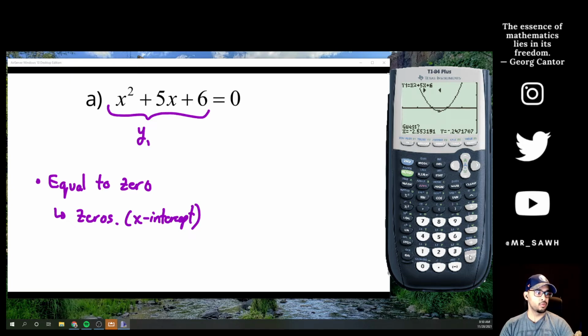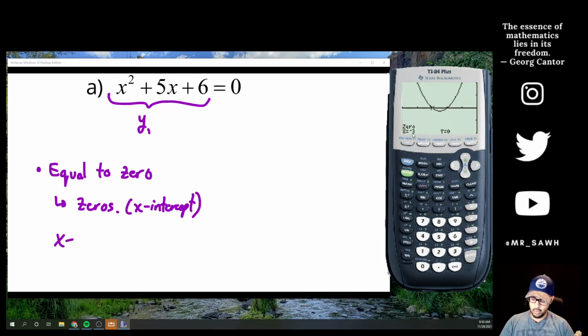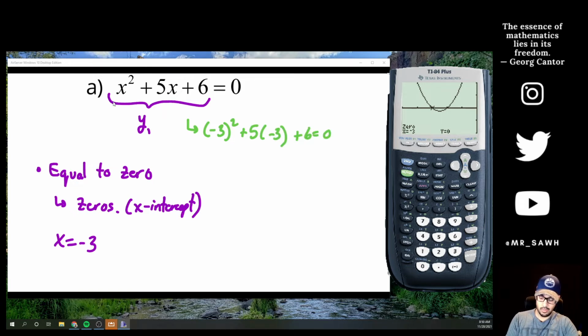So when I press enter for a third time, it will tell me that the 0, or the x-intercept, is negative 3. So x equals negative 3. I found one solution to this equation. And if I were to plug this back into that equation, I'll test it out to show you what I mean: negative 3 squared plus 5 multiplied with negative 3 plus 6 should equal 0. So 9 minus 15 plus 6 equals 0, which it does. So this is what we're actually finding, the value of x to make the original equation 0.